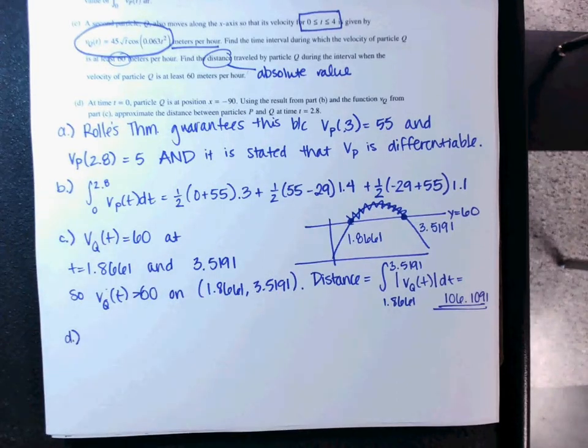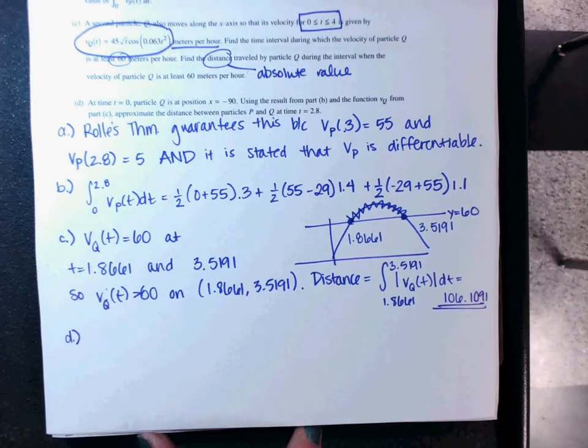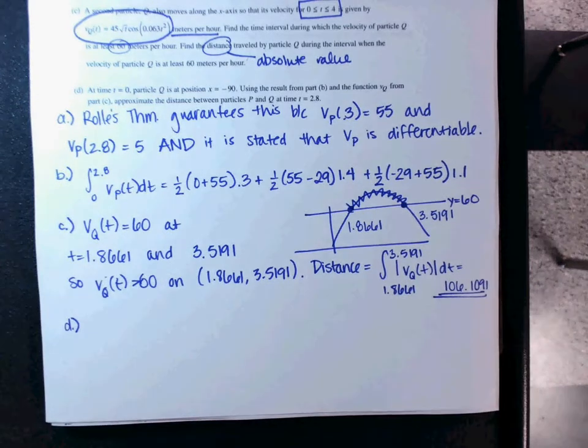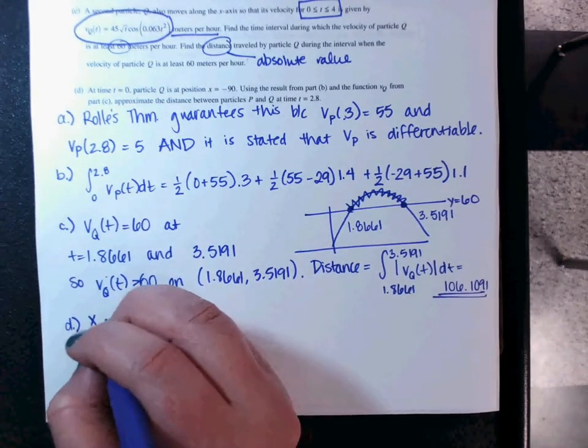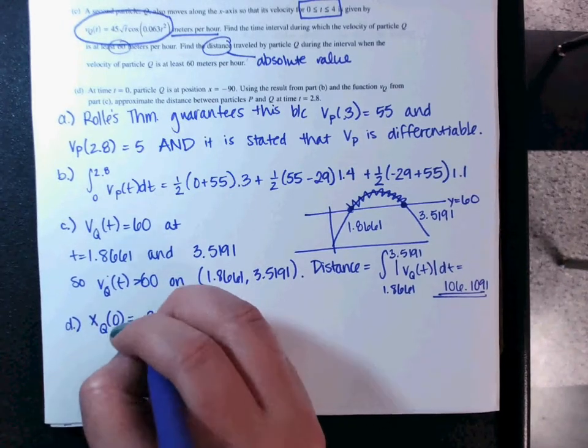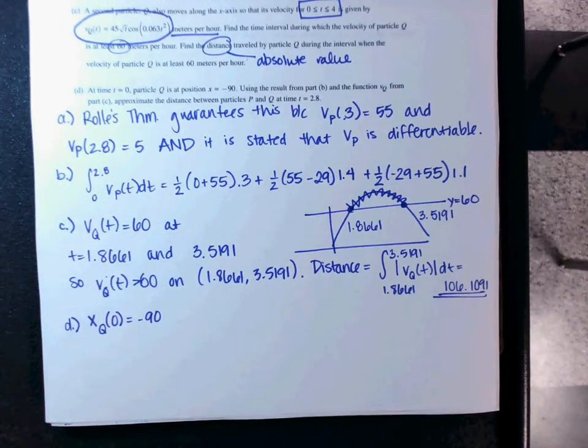Okay, part D says, at time 0, particle Q is at position negative 90. Okay, so I'm going to write that down. My position of particle Q at 0 is negative 90. Then it says, using the results from part B and the function VQ from part C, find the approximate distance between the points at this time, 2.8.